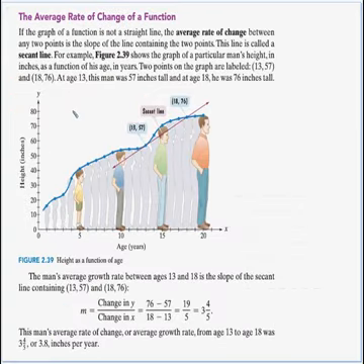Alrighty, on to example 4. Before we get there, let's talk about an average rate of change. If the graph of a function is not a straight line, the average rate of change between 2 points is the slope of the line containing those 2 points. This line is called a secant line. Don't confuse that with secant, the trig function.